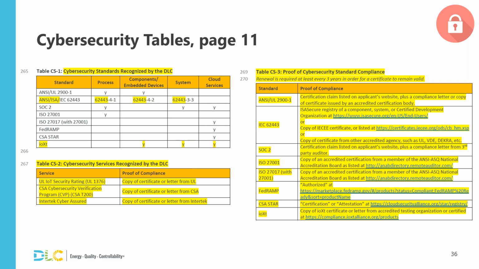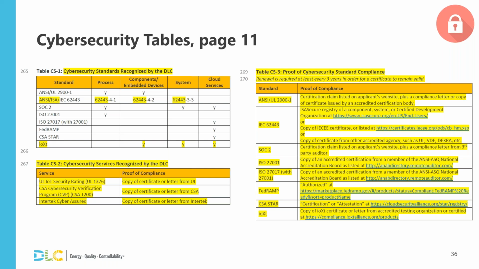And so what we're looking for is a certificate of compliance with at least one row in either Table CS1 or Table CS2. If you have a new product that does not have that yet, you can still fill out an application. If all of the other answers are acceptable, then that product will be listed on the QPL as NLC4. Then you have until February 28th of 2022 to get your cybersecurity certificate. Once you get that certificate, you would send it in as proof of cybersecurity, and at that time, the listing would be upgraded from NLC4 to NLC5.